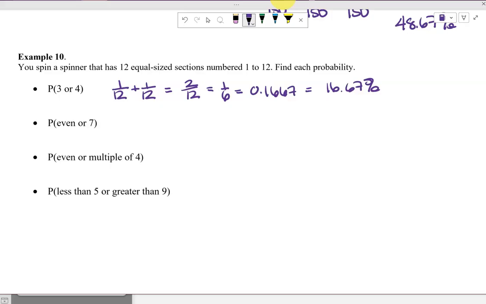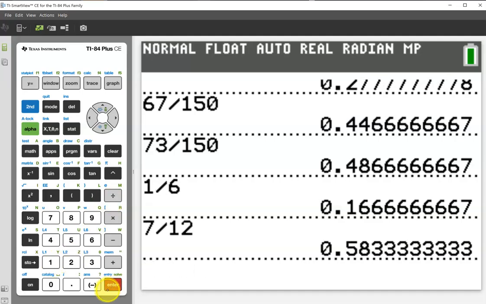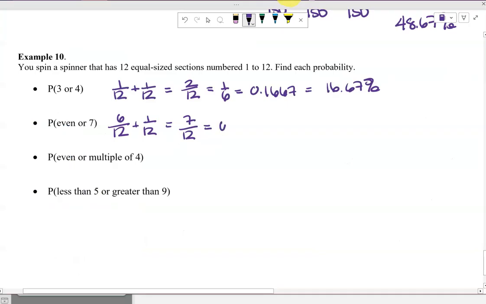Okay, the probability that you spin an even or a 7. Now, these are mutually exclusive because 7's not even. So all your evens are 2, 4, 6, 8, 10, and 12. So there's 6 out of 12 evens, plus there's one 7, so 1 out of 12. So that's going to be 7 out of 12. Throw that into your calculator, and we have 0.5833, which is 58.33%.